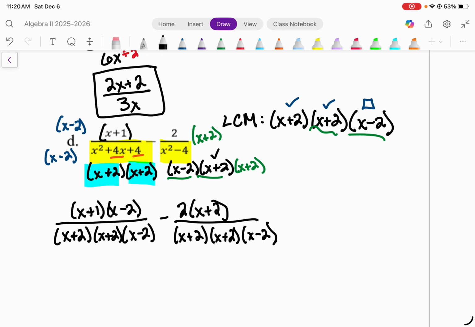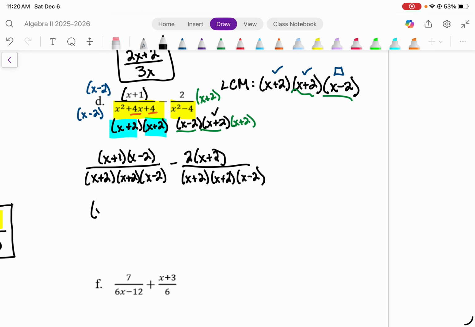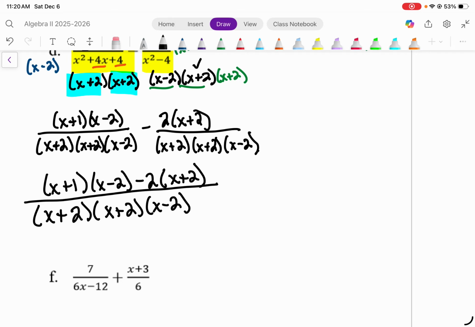Now we have that common denominator, so we can combine our two fractions. So we would have x plus 1 times x minus 2 times x plus 2 all over our common denominator. Okay, now for these, we cannot simplify until we combine all of our like terms on the top or the numerator. So we are going to have to FOIL at the beginning here.